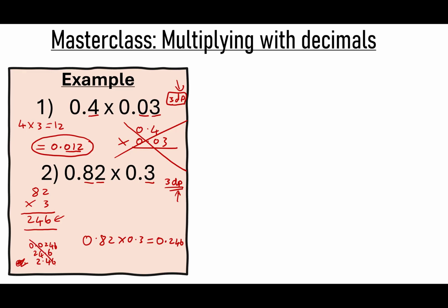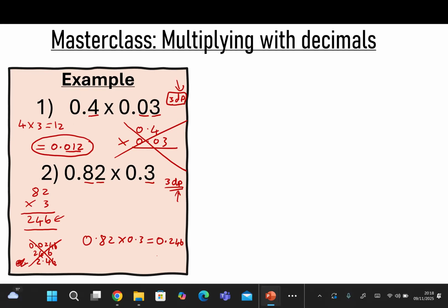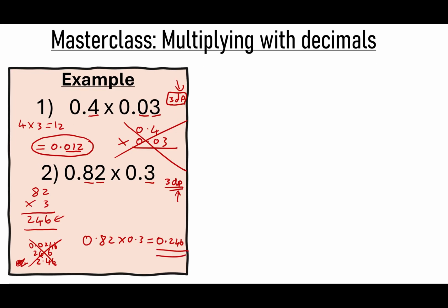So I'm just going to cross this out so you don't get confused, but that was just in a scenario of you wanting a different number of decimal places. So final answer there is 0.246.